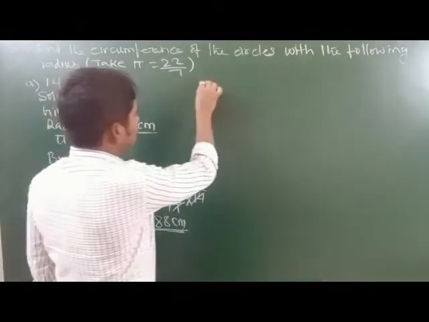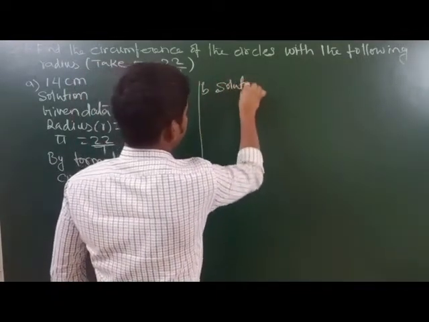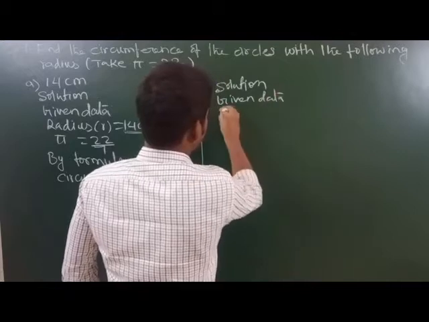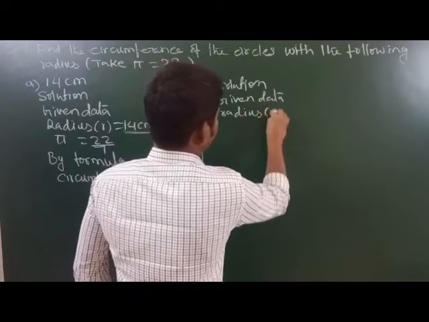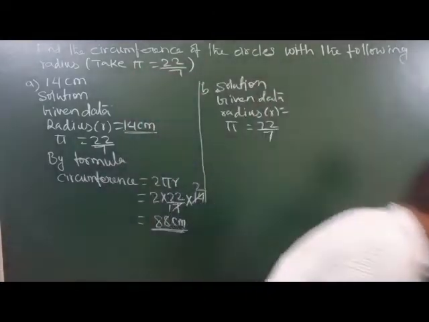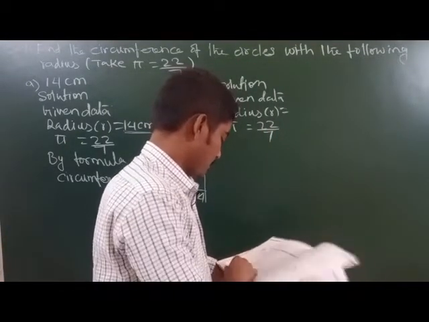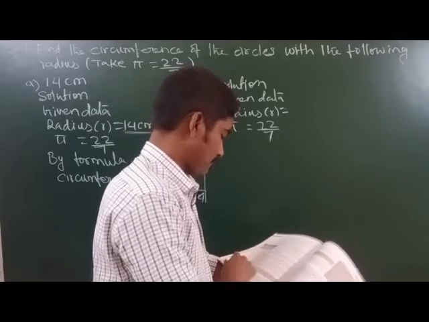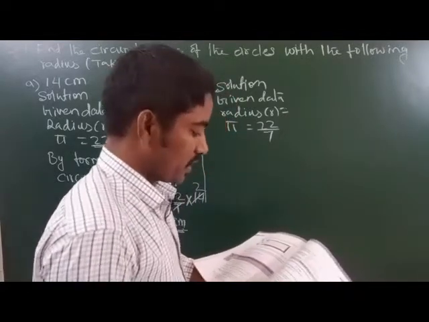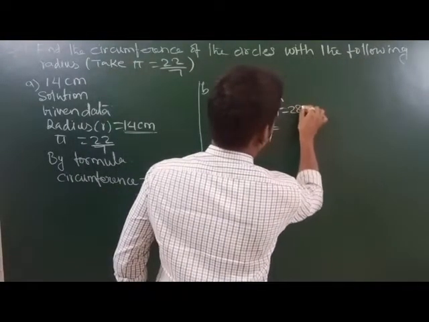Okay, now moving to next segment, students. Now I will solve segment number B. Again here we will write given data. Okay, radius given how much, students? Radius r is equal to, pi value is given 22/7. Radius is given how much? Just let me see. Radius is given 28 millimeter. Okay, radius is given 28 millimeter.